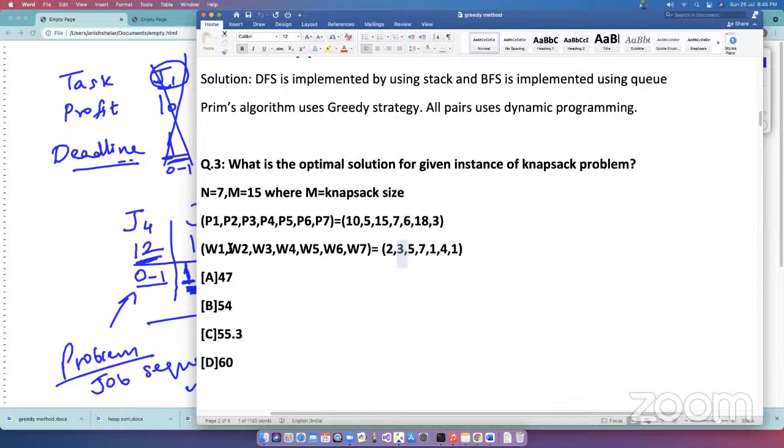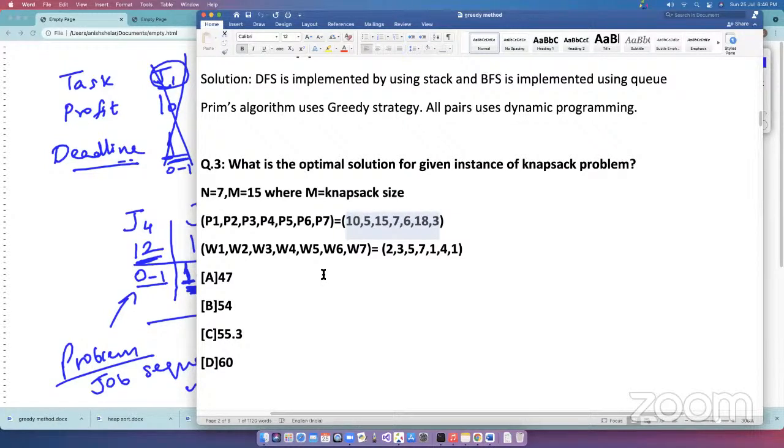Okay. Weight of second object, you see, out of that 7 objects given, weight of second object is 3 kg. Like that, weight of seventh object is 1 kg. So these are weights of various 7 objects. And additionally, what has been given is profit, the profit that we will get if we select that object.